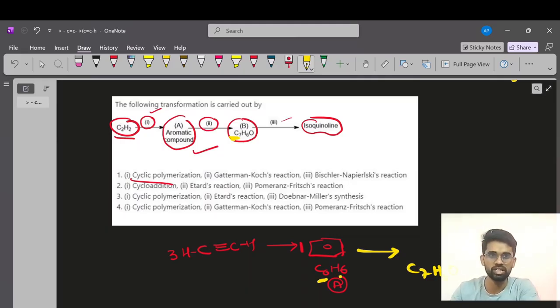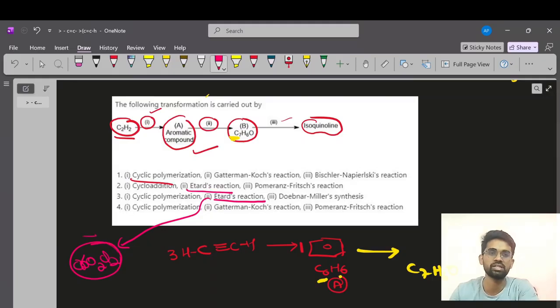See, they have mentioned here Etard oxidation. Etard oxidation requires chromyl chloride reagent. What is that? CrO2Cl2, chromyl chloride is the reagent used here. This chromyl chloride converts the alkyl benzene to benzaldehyde or aldehyde kind of products. But here we do not have any alkyl benzene. This is simple benzene, so it's not an Etard reaction. Definitely the Gattermann-Koch reaction is. So our option will be between 1 and 4.